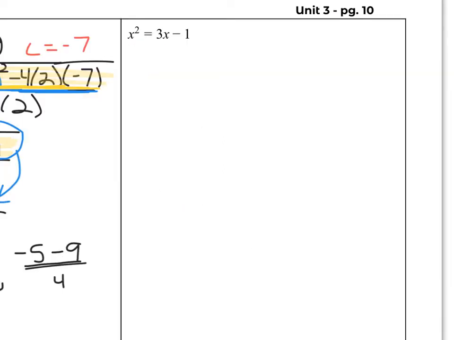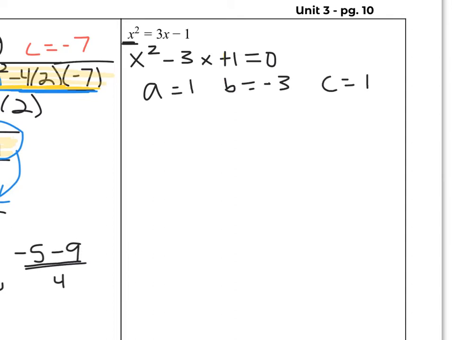In this next problem, you'll notice I am not equal to 0. So the first thing I'm going to do is get this equation equal to 0, and I'm going to do that by moving everything to the left side because I want my x squared term to be happy, aka I want it to be positive. And this needs to be a +1. Watch your signs when you are moving stuff around. It's easy to make a mistake like that. So a is 1, b is -3, and c is +1.